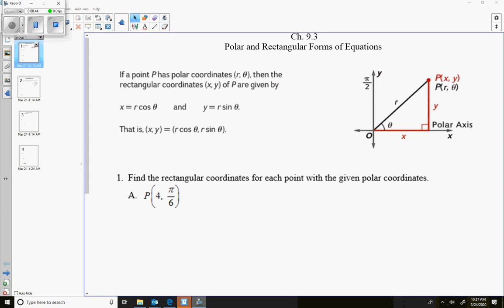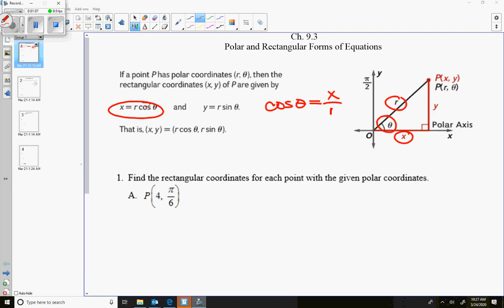All right, now how are they related? You should already know this. We've been doing it pretty much all year. X is r cosine theta. If you forgot, real quickly, we do SOHCAHTOA. Relative to our angle theta, x is adjacent, r is the hypotenuse. Adjacent over hypotenuse tells us to do cosine. So you've got cosine theta equals x over r. Multiply both sides by r. So we get x equals r cosine theta. We do the same thing for sine and y to get y equals r sine theta.